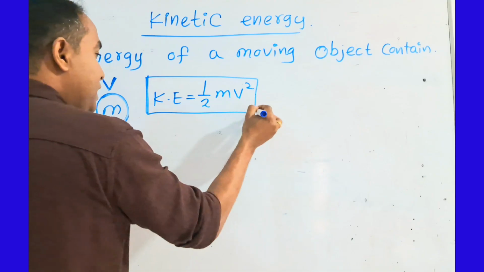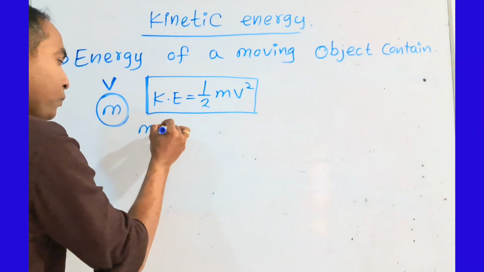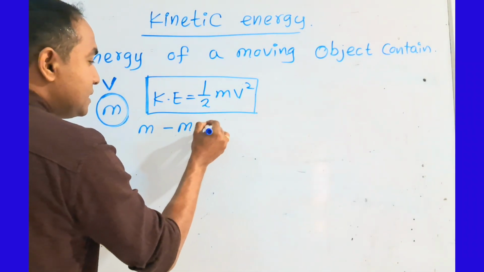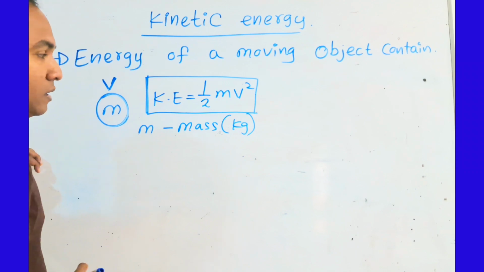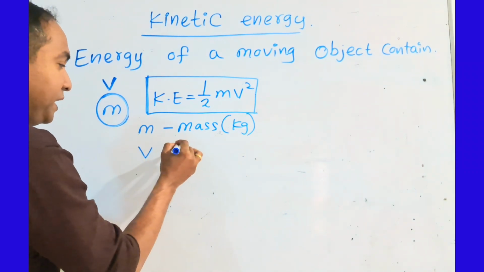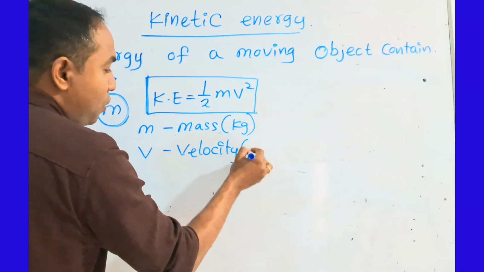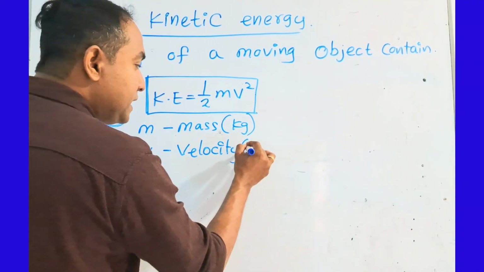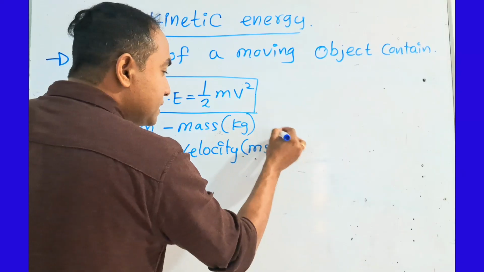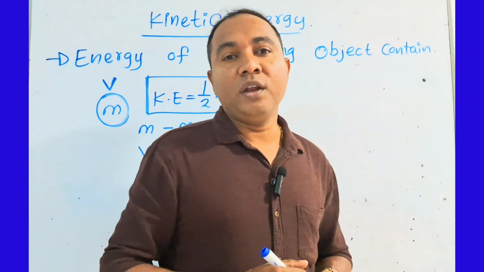This equation can be used to find the kinetic energy possessed by this object. Right. So what is the m? M is the mass. It should be substituted in kilograms. Right. So what is the v? V is the velocity. You already know the unit of the velocity, no? What is the unit of the velocity? Meter per second. Meter per second is the unit of the velocity.